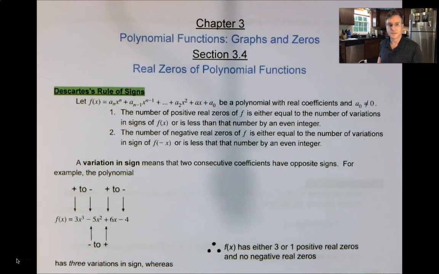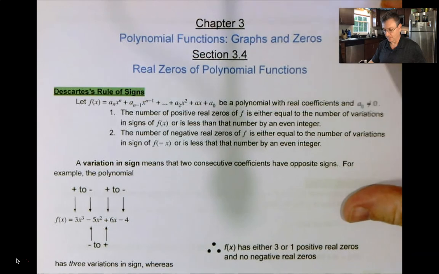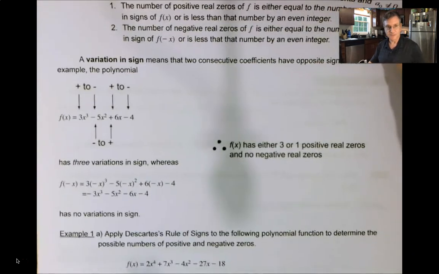Hello everyone, section 3.4, real zeros of polynomial functions. We're going to start with Descartes' rule of signs. Descartes' rule of signs is going to tell us how many positive real zeros there are, and how many negative real zeros there are. It's fairly simple to do.